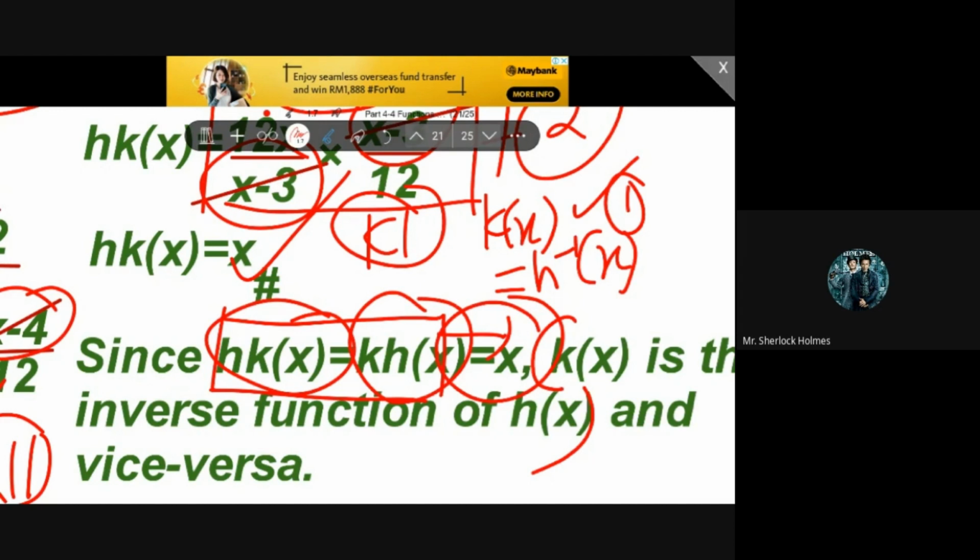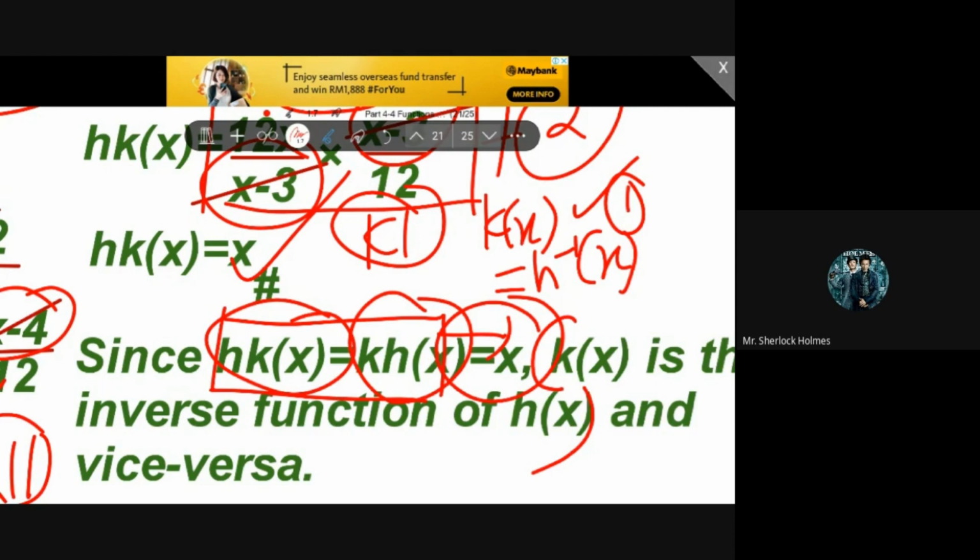I study in BM, but okay, I explain in English for you. So basically now we have 2 functions, h(x) and k(x). They want to ask you to show whether both of these are inverse of each other or not. So how you do it is, you have to do the composite function way.